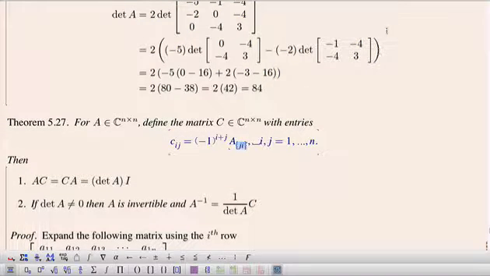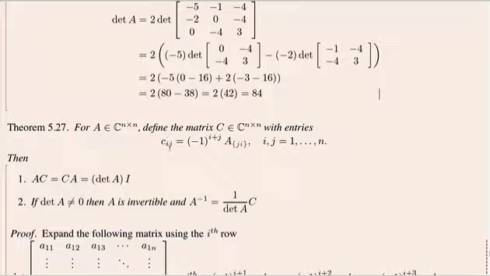Let me try to highlight it. This is kind of tricky: for the ij entry of this C matrix, we will use the ji minor. That means the thing that you get by removing the jth row and the ith column. If we define this matrix like this, then we have that AC equals CA, and that equals the determinant of A times the identity matrix. We also have that if the determinant of A is not 0, then A is invertible, and A inverse is 1 over the determinant of A times the C matrix.